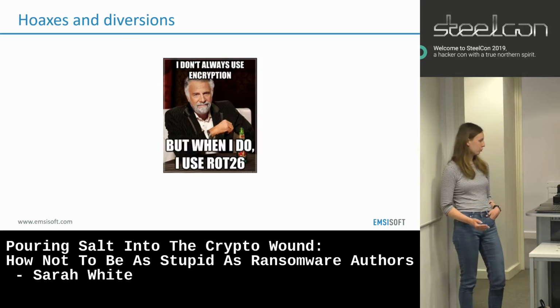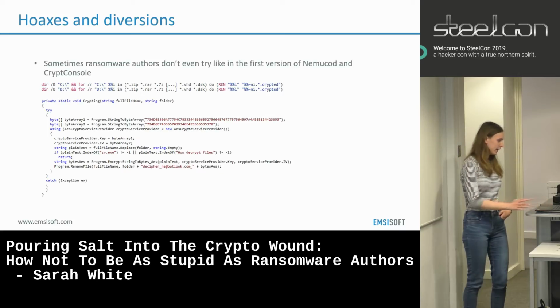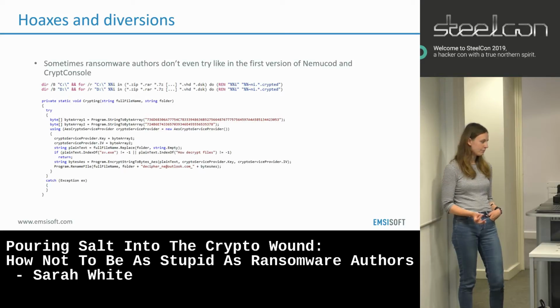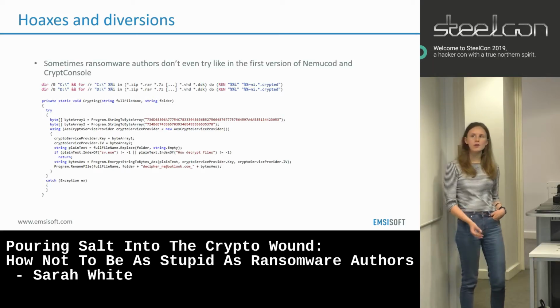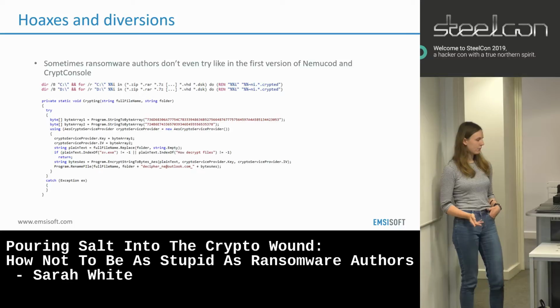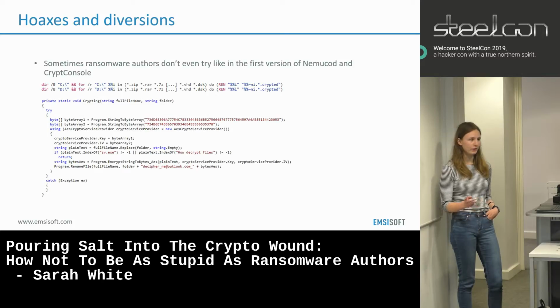So, moving on to the first category of mistakes in ransomware: hoaxes and diversions. In reality, these are very low-effort ransomware. The first two examples: the top one refers to Nemucod and the second one refers to CryptConsole. In the first Nemucod version, they use a batch script, so you can see how much effort they put into their ransomware. The batch script basically just enumerates through all files that have a specific extension that they listed on your C and D drives, and then just renames them with the .encrypted extension.